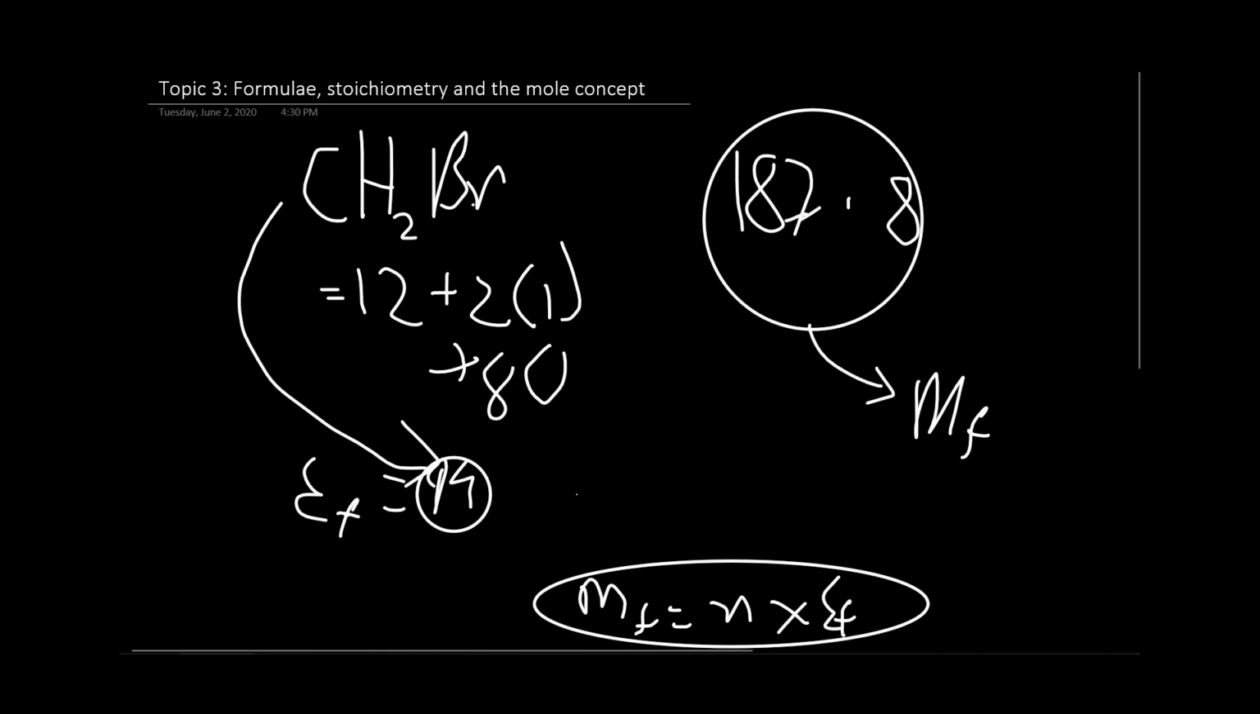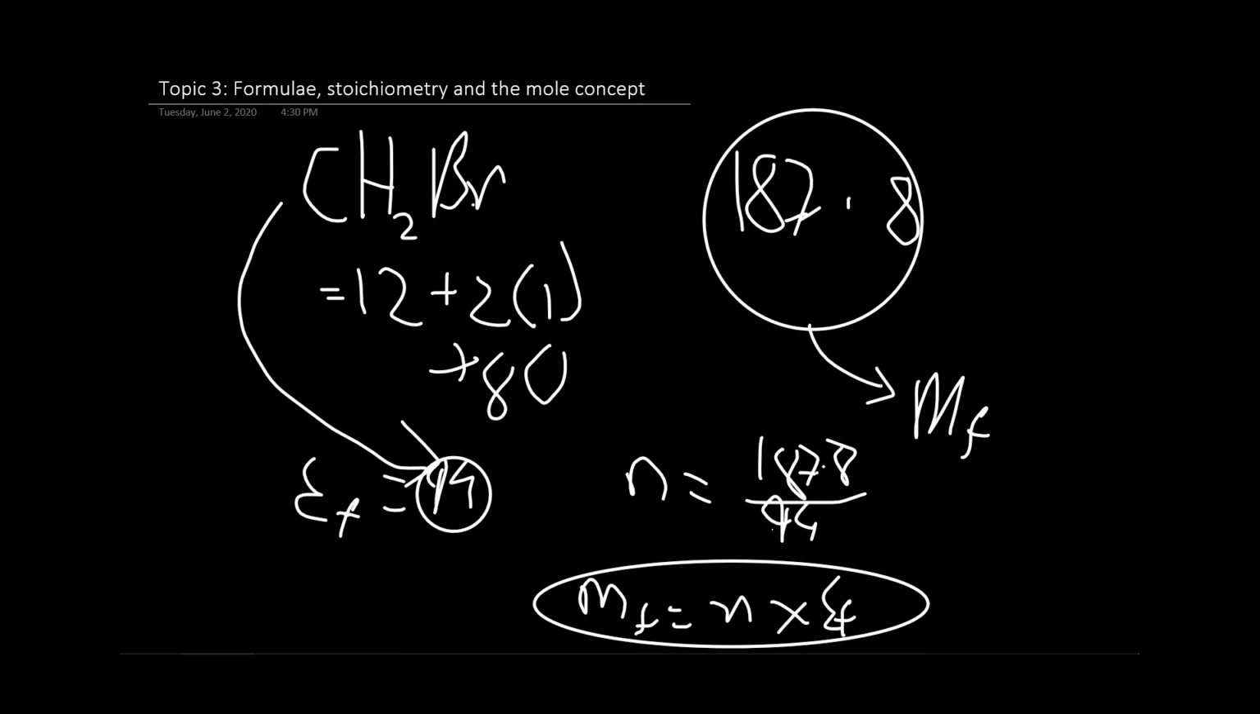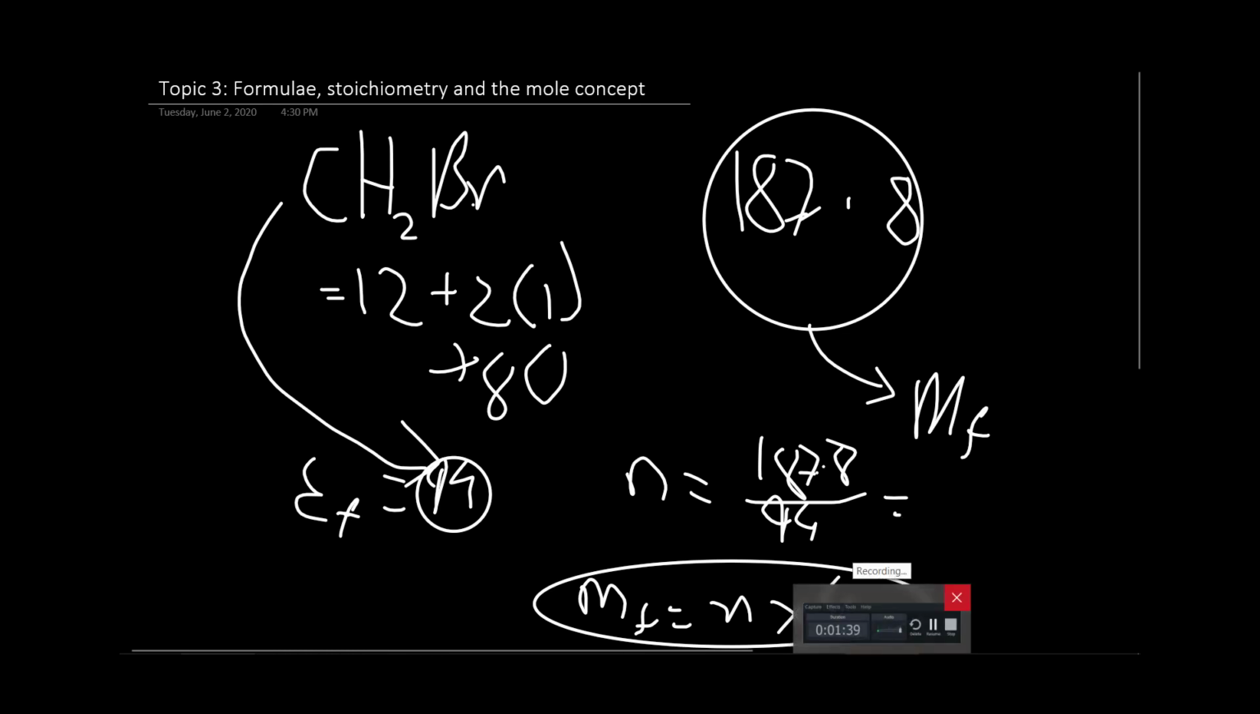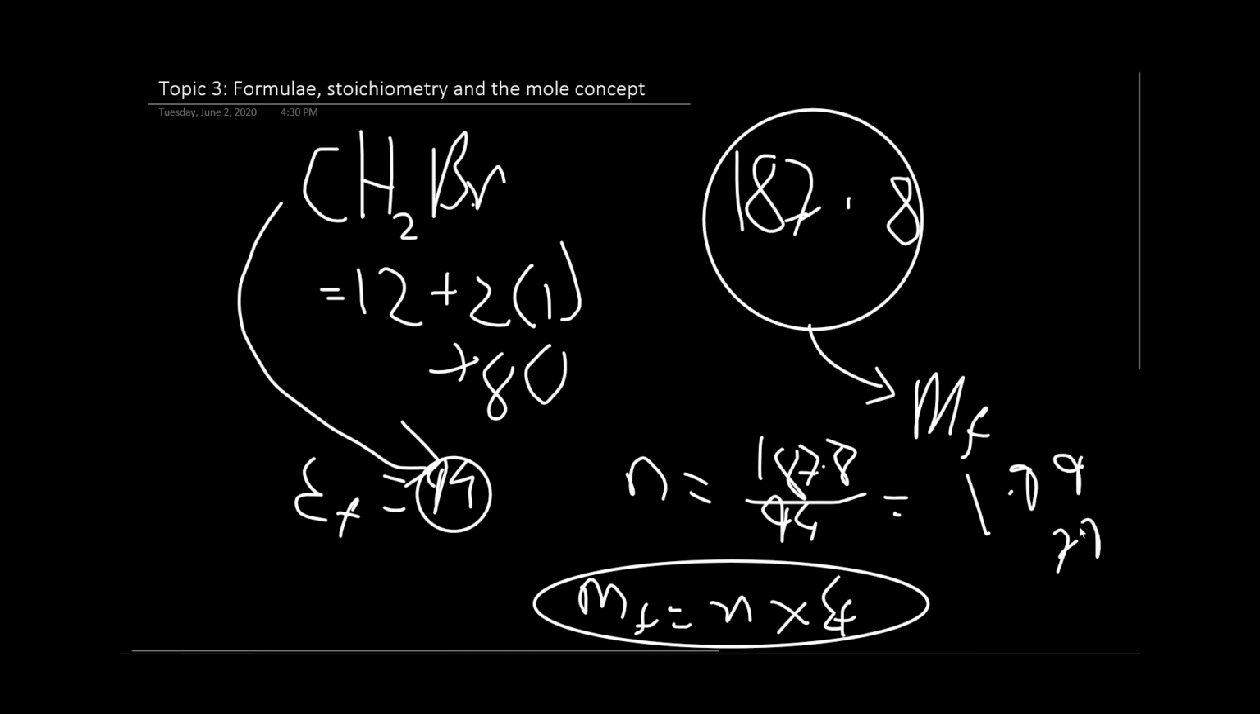So MF is 187.8, and our EF is 94. If we want to calculate N from here, it'll be 187.8 divided by 94, which is 1.9979, which can be rounded off to 2. So our N basically is 2.